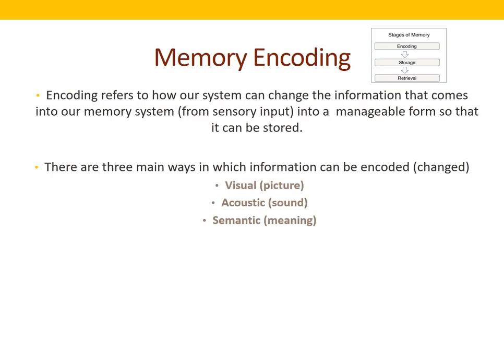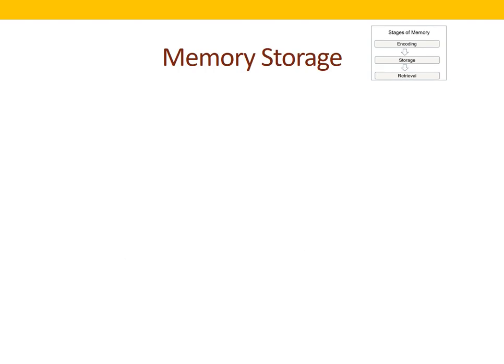Encoding is about taking that sensory information and changing it into a format that can be stored in your memory. There are three main ways that information can be encoded, or changed into a manageable format. It can be visual, so sometimes you remember what it looks like. It can be acoustic, so sometimes you remember what it sounds like. And sometimes it can be semantic, so you remember the meaning.